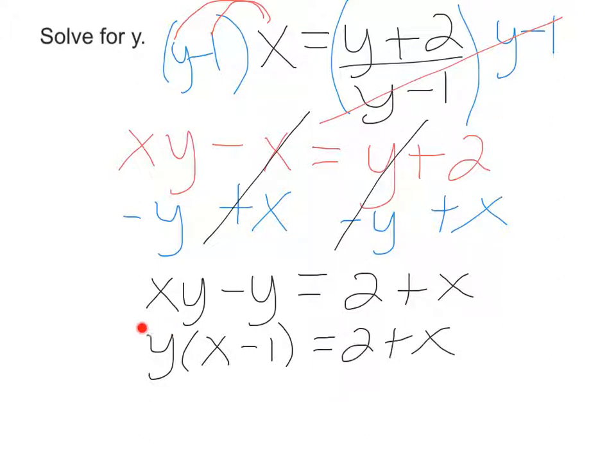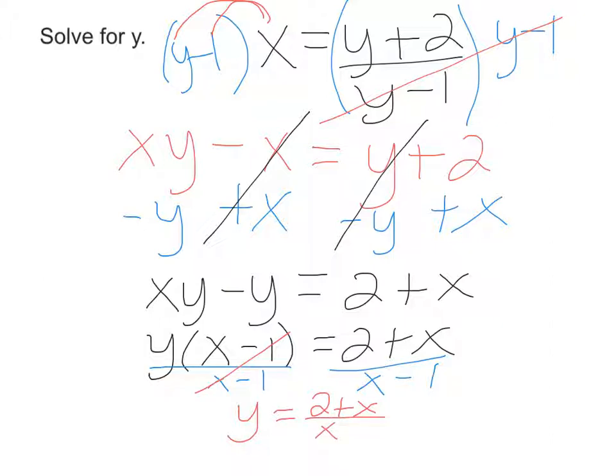Now I only have one y, and it's being multiplied by x minus 1. So to get that by itself, I divide both sides by x minus 1. X minus 1 divided by x minus 1 is just 1, so I get y by itself is going to be equal to 2 plus x over x minus 1.